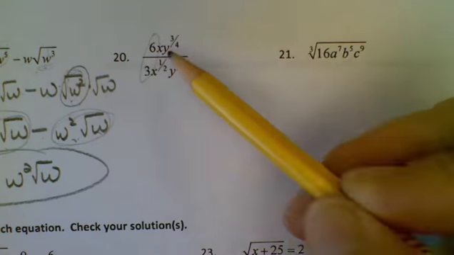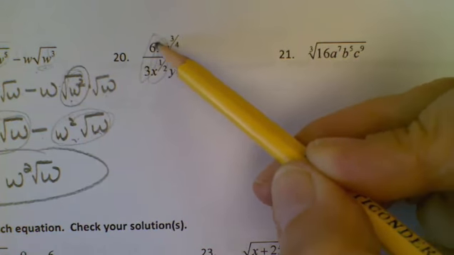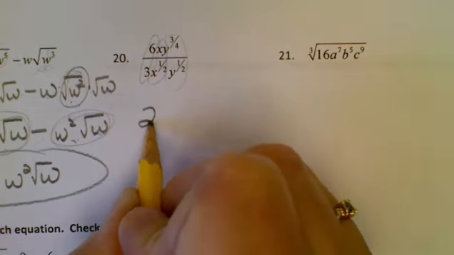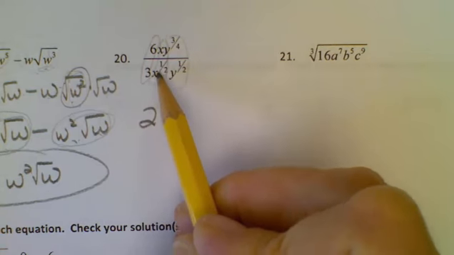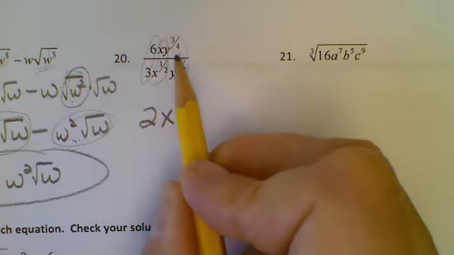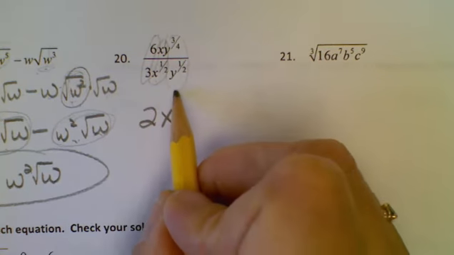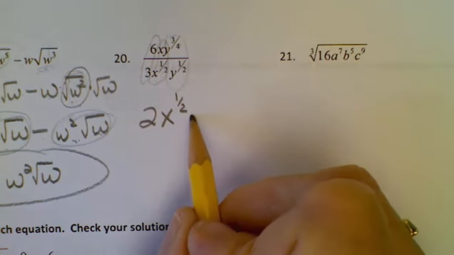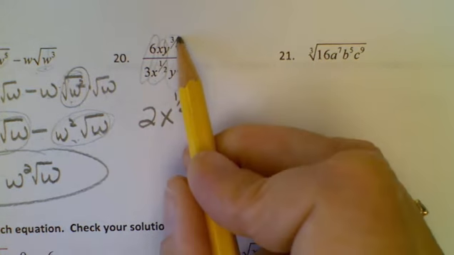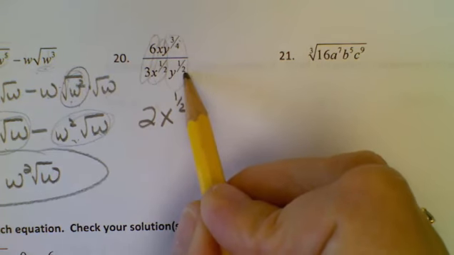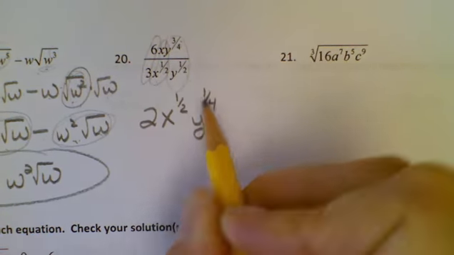6 divided by 3, x divided by x to the 1/2, and y to the 3/4 divided by y to the 1/2. So 6 divided by 3 is 2. X to the first divided by x to the 1/2. Property says I keep the base. I have to subtract 1 minus 1/2. And for the y's, I have y to the 3/4 divided by y to the 1/2. I keep the base. I subtract the exponents. 3/4 minus 1/2, which is 2/4, is 1/4.